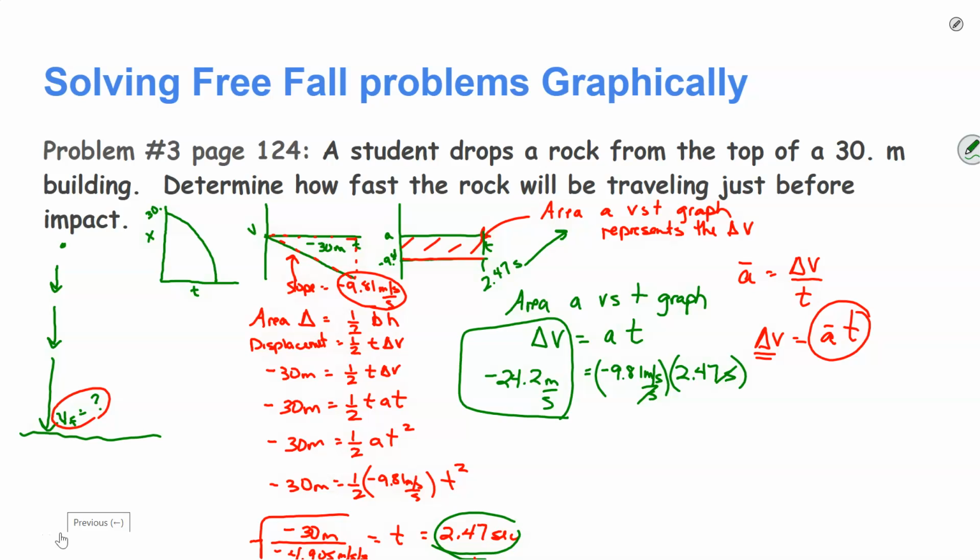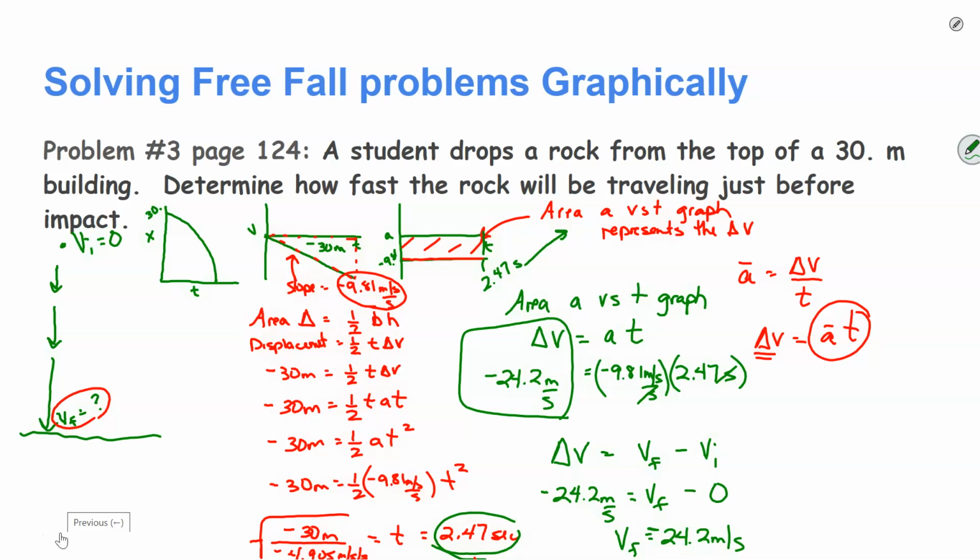Now, if I go back over here and look, isn't my velocity initial equal to 0? My velocity final, I don't know what that is. But the change in v is always equal to the velocity final minus the velocity initial. When we do a change in anything, it's always final minus initial. So my change in v of negative 24.2 meters per second equals v final minus 0. Oh, isn't v final equal to negative 24.2 meters per second?